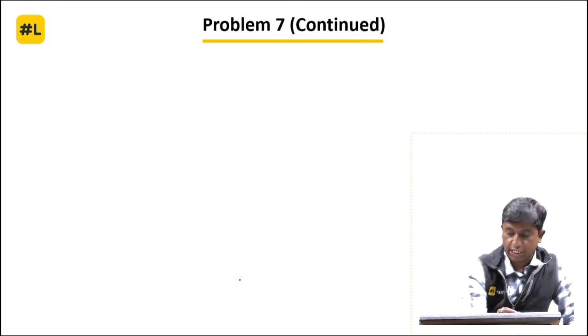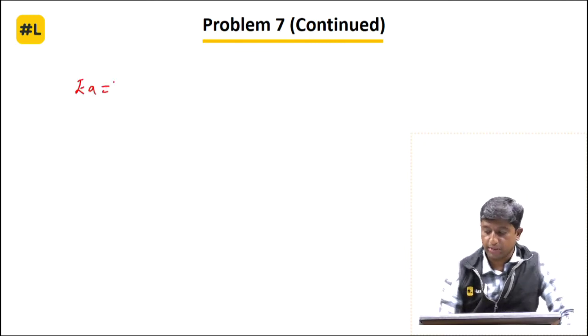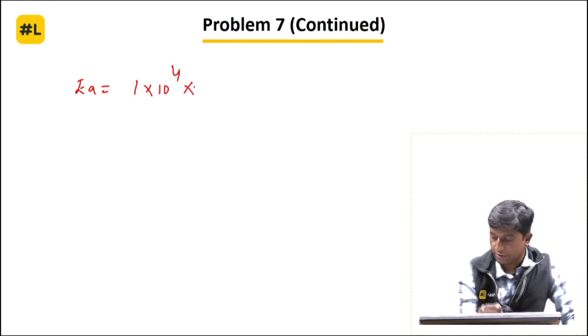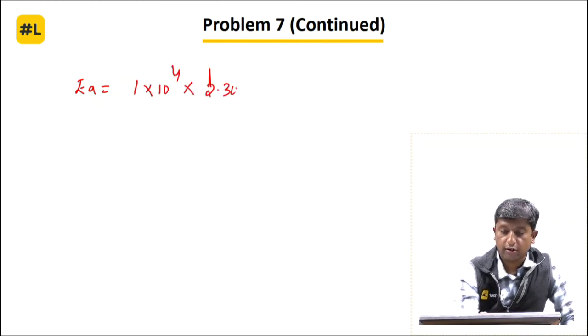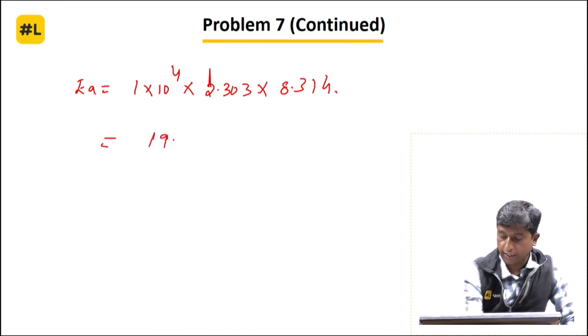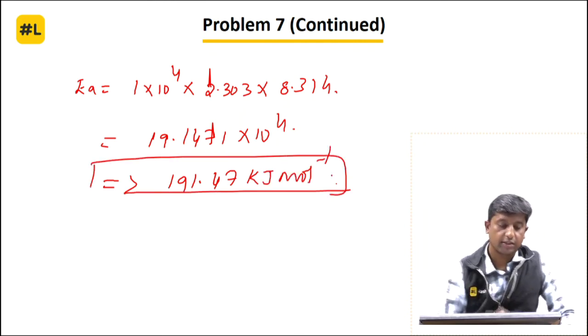Again, on further simplification, we can write energy of activation will be equal to 1 into 10 power 4 into 2.303 multiplied by 8.314. So, which will be equal to 19.1471 into 10 power 4, which will be equal to 191.47 kilojoules per mole. So, this is the final answer, students, the energy of activation.